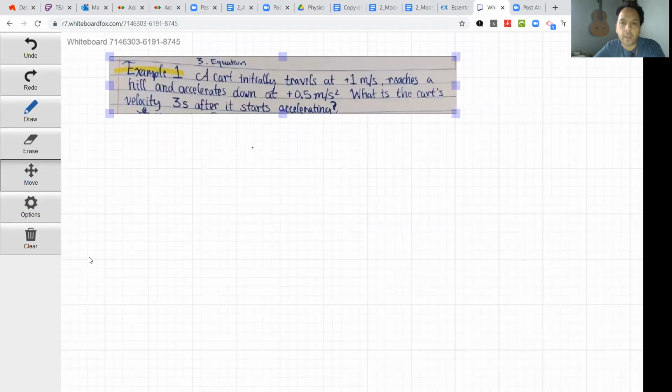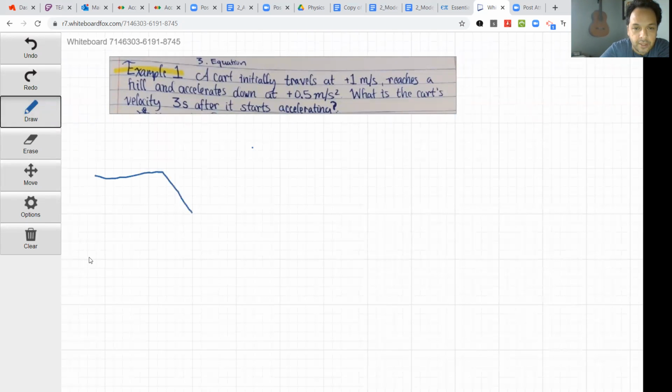A cart travels at 1 meter per second, and he reaches a hill and accelerates down at 0.5 meters per second squared. What is the cart's velocity 3 seconds after it starts accelerating? Okay, so let's draw a picture. So we have a hill, and then he's going to come down. We have a cart of some type, maybe a shopping cart, and this kid is just having a good time. He's about to go down.